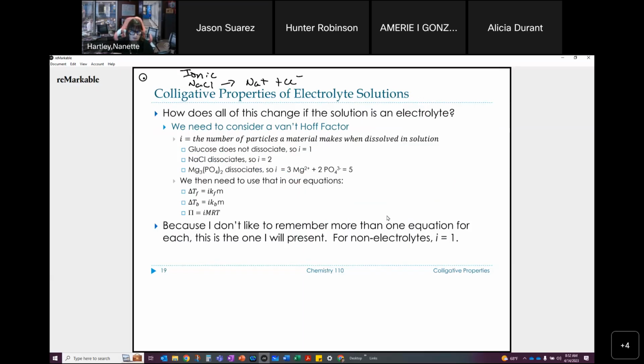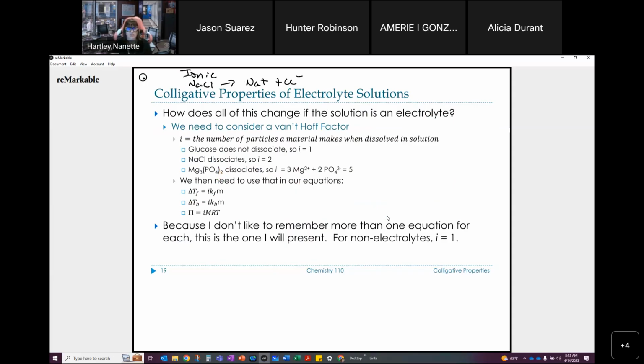When we talk about Mg3PO4, that dissociates, and I get 3 magnesiums because there's a 3 right here, and I get 2 phosphates because there's a 2 right there. So that's 5 particles that I get from that magnesium phosphate. Okay, so that's a much bigger deal when I have that.